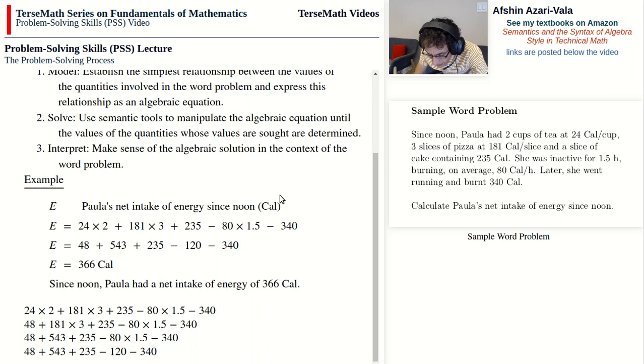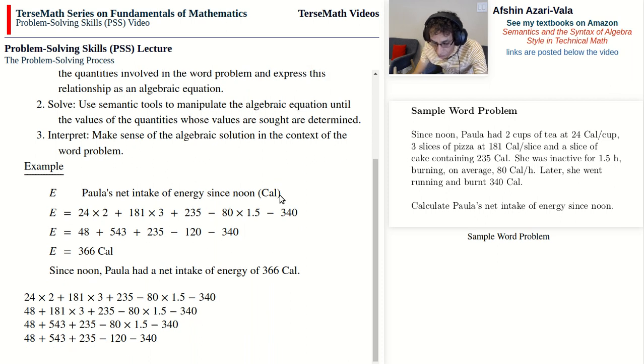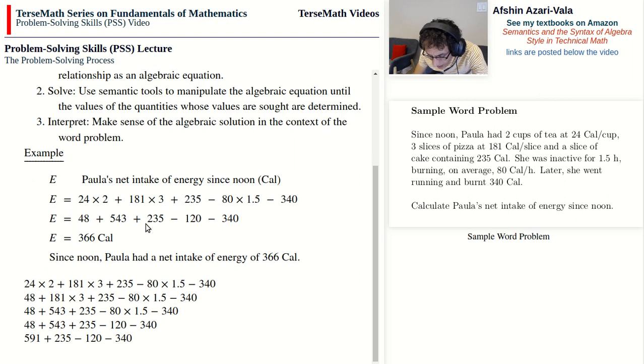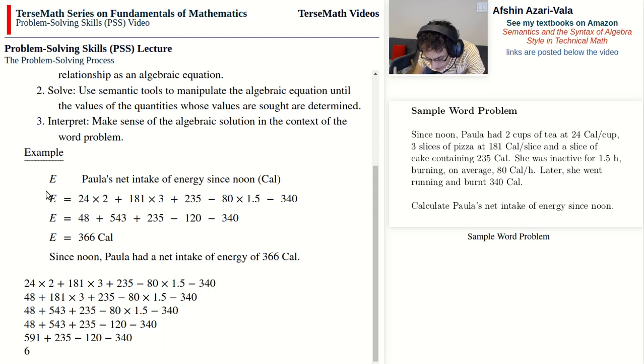And now again no more multiplications. All the multiplications are done. BEDMAS. Now the next one is additions. So we do 48 plus 543, and that gives me, let me see now, 591. Hopefully all is correct. Then add 235, and then subtract 120, and then subtract 340, and then we go to the next line, and now we add 591 and 235, and that gives me 826.